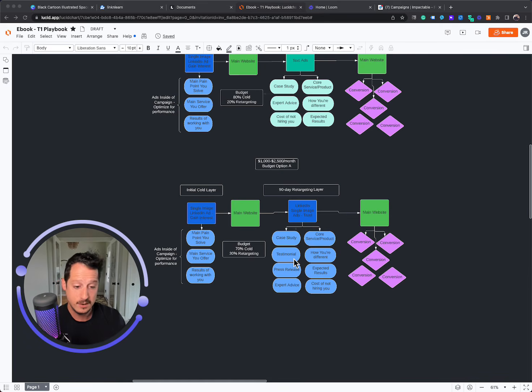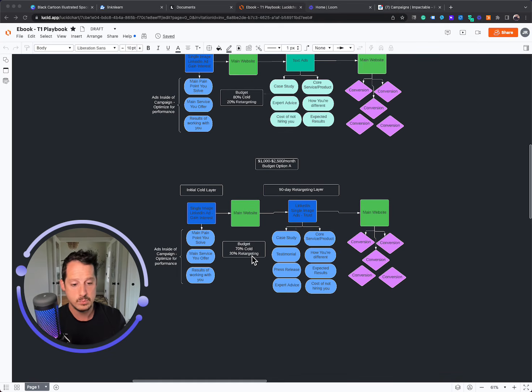And from there, typically, this is an educational layer, trust building layer. After they see enough ads, and if you do your job properly, they'll feel comfortable enough to visit your website again, book that call, and actually convert into an actual client meeting. So this is a strategy I would suggest with a $1,000 to $2,500 budget.